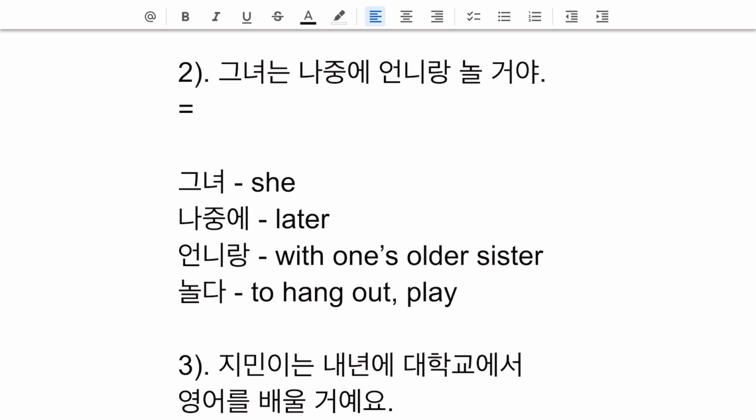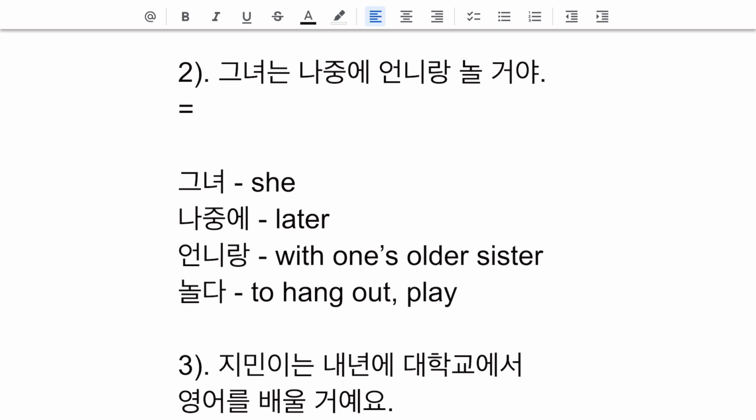언니 means older sister, but it's only used by females. So if you're a woman or a girl and you want to refer to your older sister, you'll say 언니. But guys, when they refer to their older sister, it's 누나. So 언니랑, with older sister. So with her older sister. So 랑 means with. 언니랑.